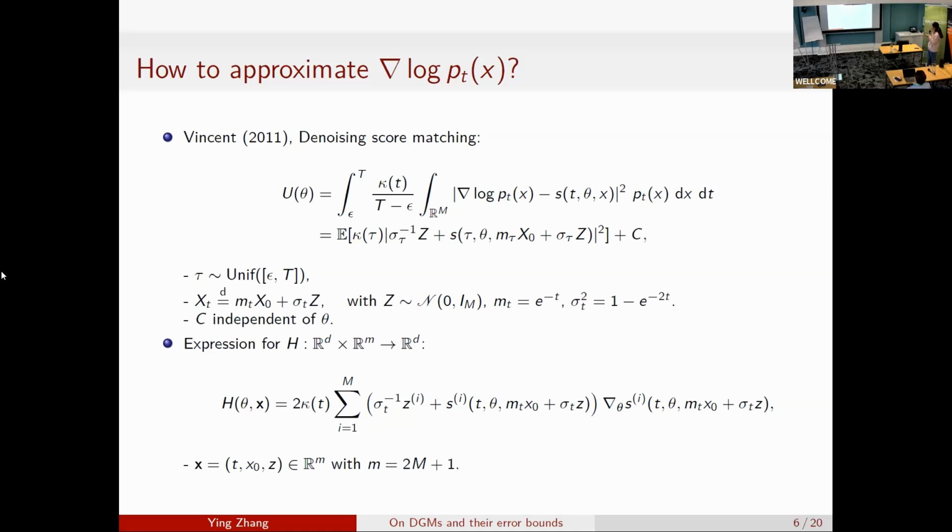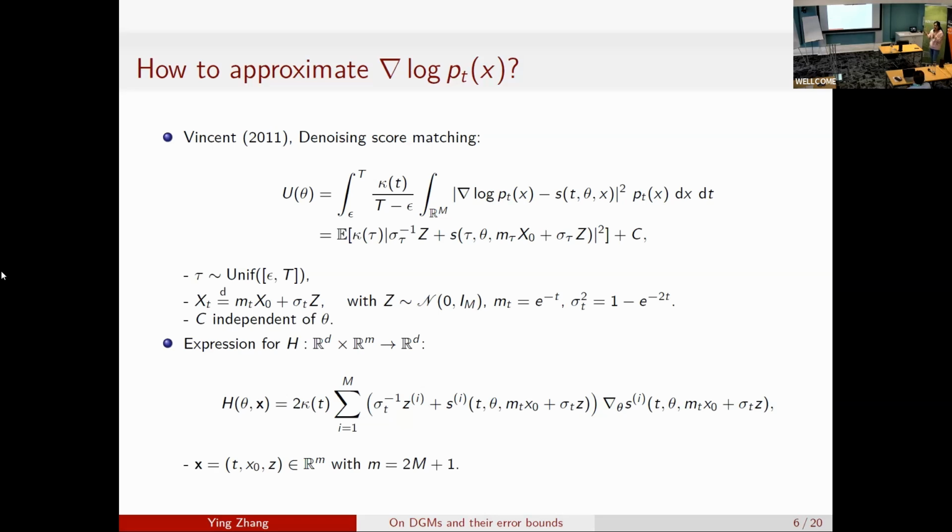Let me introduce the notation in this expectation here. So this tau is some random variable that is uniformly distributed on epsilon to t. Epsilon is the constant greater than 0. And this z is normally distributed, and mt and sigma t have this type of expression. So now we want to minimize this objective function, and its associated stochastic gradient has this type of expression. The x here is a vector of t, x0, and z, and its dimension is 2 capital M plus 1. This capital M is the dimension of the data distribution.